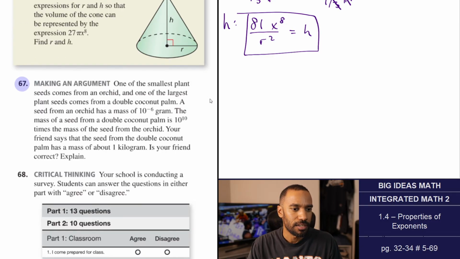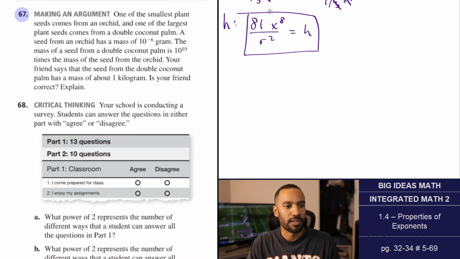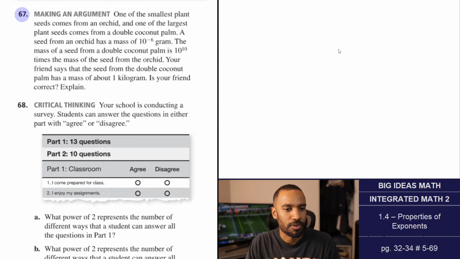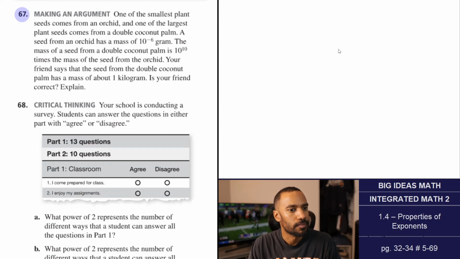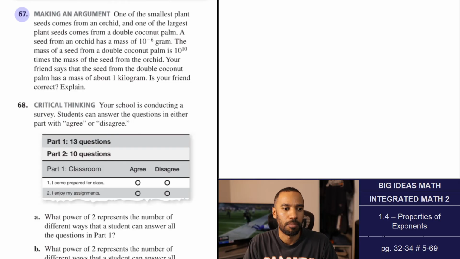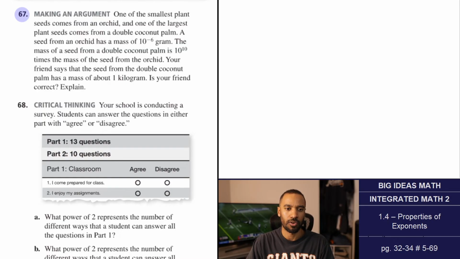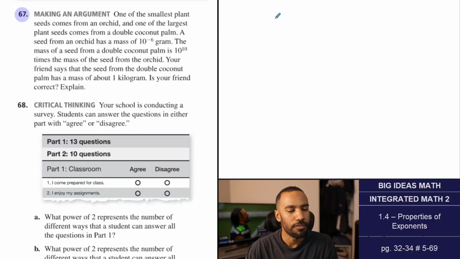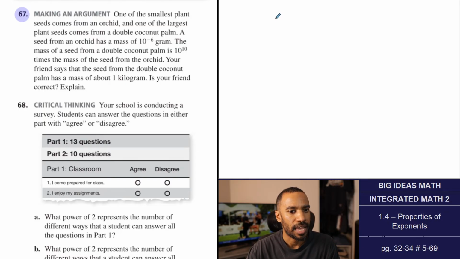Number 67, making an argument. One of the smallest plant seeds comes from an orchid, and one of the largest plant seeds comes from a double coconut palm. A seed from an orchid has a mass of 10 to the -6 gram. That's very small. The mass of a seed from a double coconut palm is 10 to the 10th times the mass of the seed from the orchid. Your friend said the seed from the double coconut palm has a mass of about 1 kilogram. Is your friend correct? Explain.